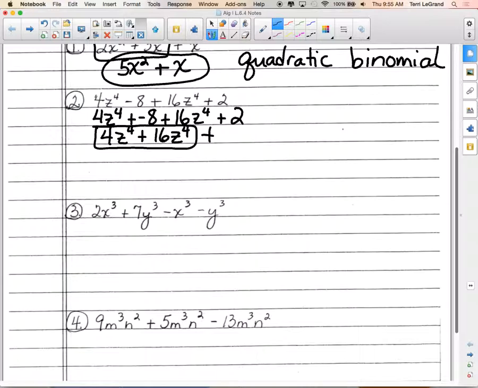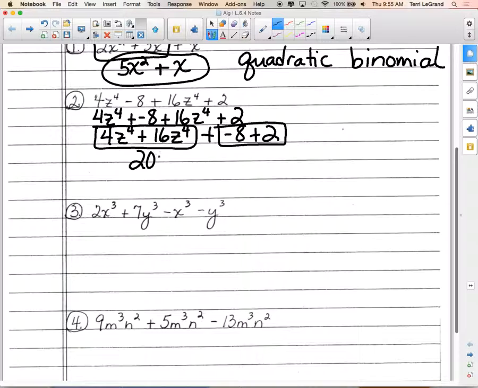Plus, do we have any other like terms? The negative 8 and the 2. Okay, so we have negative 8 plus 2. There's another group of like terms. And have we accounted for all of the terms that were originally in it? Okay, what's our 4z to the fourth plus 16z to the fourth?